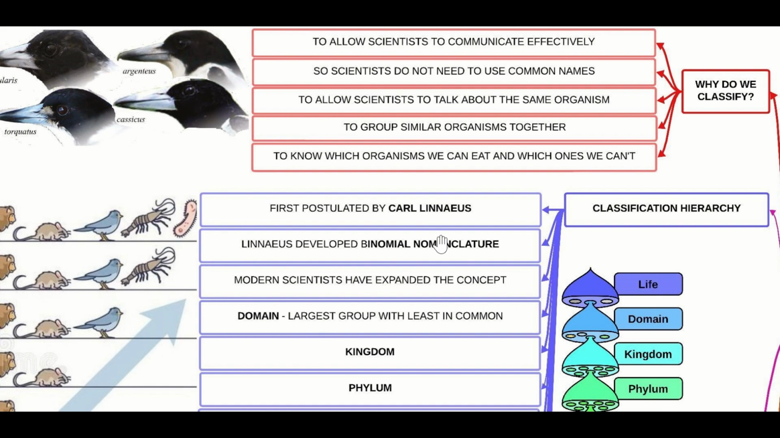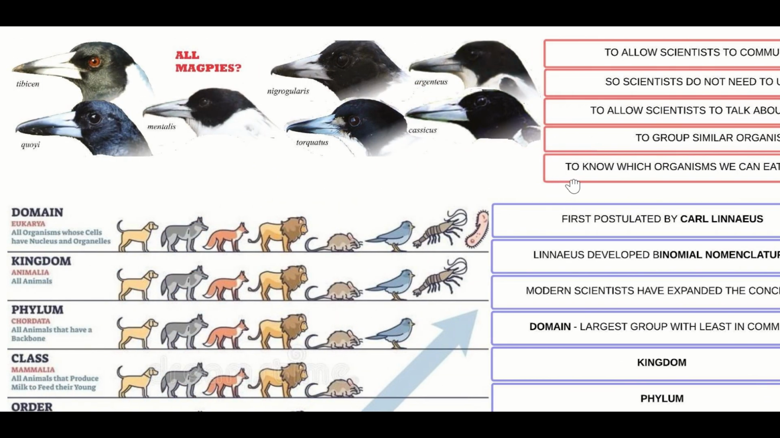So, on that theme, if we look at this lovely picture here, I guess when people started looking at magpies, they thought they were all the same thing, but now we know that there are 7 different species of magpies and they aren't the same.